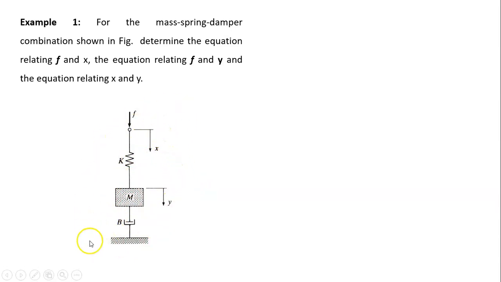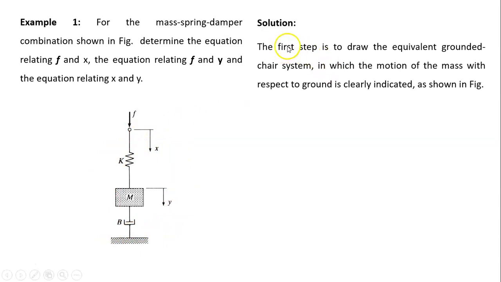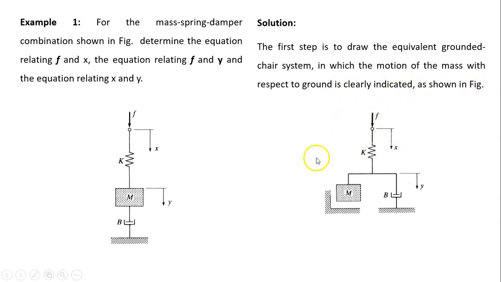Therefore, we will draw its grounded chain representation first of all, and then we will find out the relation. Therefore, solution. The first step is to draw the equivalent grounded chain system in which the motion of the mass with respect to ground is clearly indicated, as shown in the figure. Therefore, this is the grounded chain representation of this diagram.